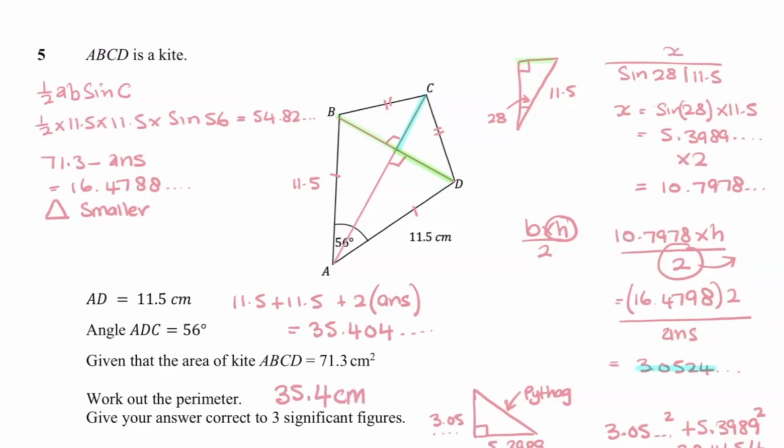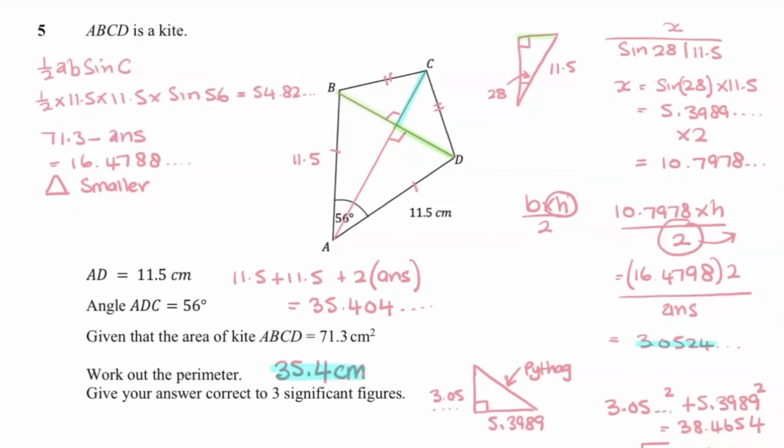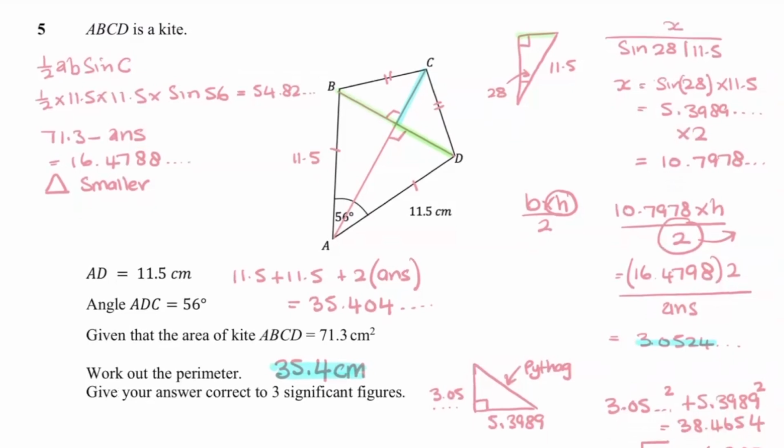Correct to 3 significant figures, it would be 35.4 centimeters. I'll highlight that because I tried to squeeze it all on the same screen, but obviously there was a lot of working out. I will go back to reiterating the cosine rule could find you the base of that triangle.